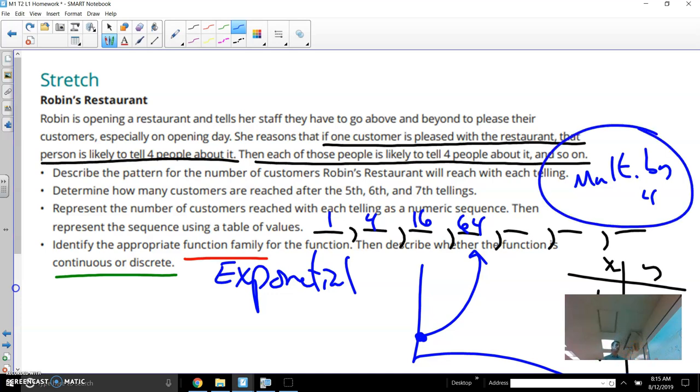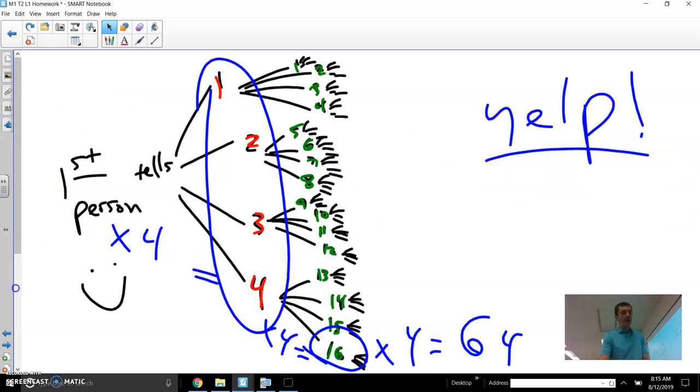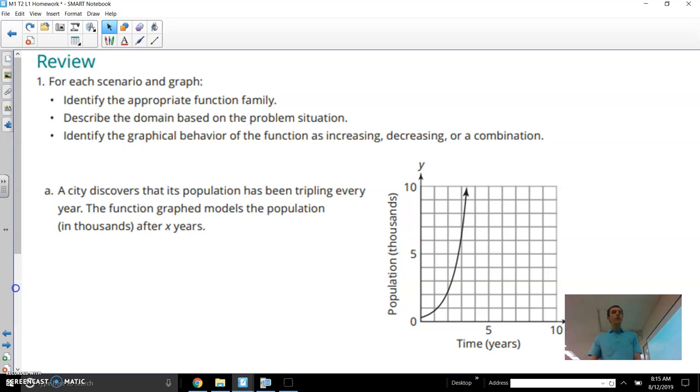So I want you to think about, is that discrete? Is that continuous? Don't take my word for the picture here. It was just kind of a general idea of the sketch. So just think about are decimals possible, and we'll kind of go over that in class. The last part's a review.